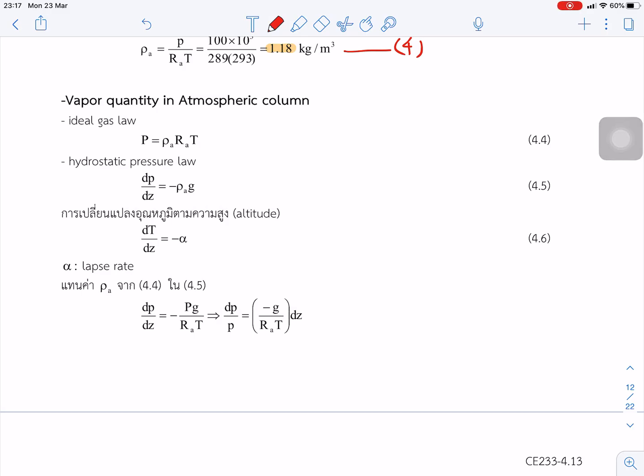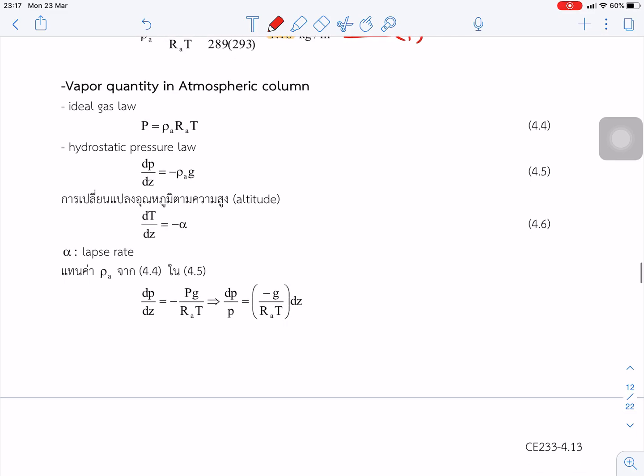Lecture 4, Part 4. This is about how to identify the vapor quantity in the atmospheric column. We combine three basic equations: the ideal gas law, the hydrostatic pressure law, and the change of temperature with height, or altitude. We just combine these equations together. This alpha means the lapse rate, the change of temperature with the elevation.